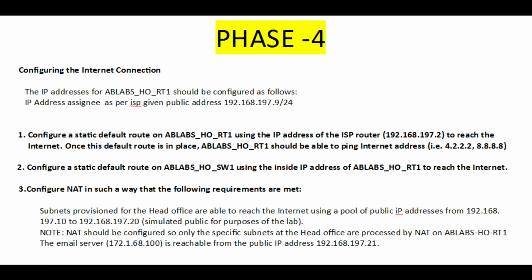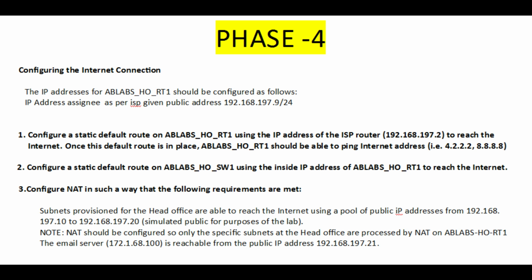In phase 4, we have an IP address configuration done on router 1 as per the ISP-given public IP address 192.168.197.9 on GigabitEthernet 1/0, and then we have to configure a static route on this router 1 using the IP address 192.168.197.2 to reach the internet, and after that we have to ping the internet address.